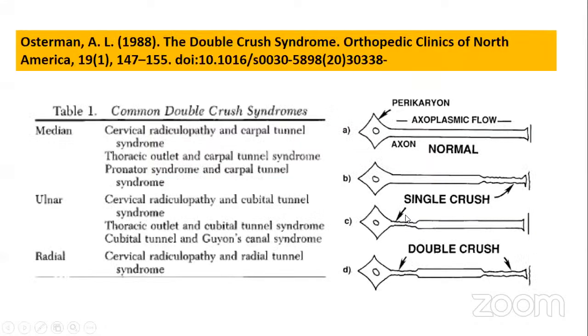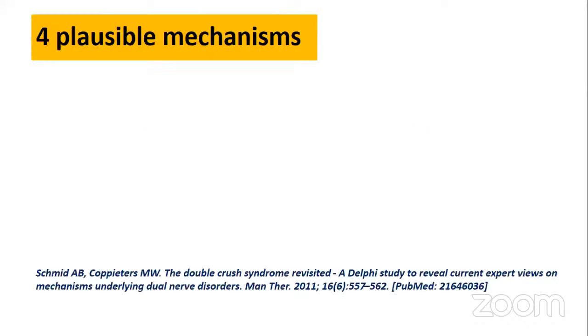But this concept is being challenged nowadays. For the ulnar nerve, it could be cervical radiculopathy with cubital tunnel, or thoracic outlet with cubital tunnel, or cubital tunnel and Guyon's canal syndrome, right? And for the radial nerve, it is cervical radiculopathy and radial tunnel syndrome. So what is happening with the double crush syndrome?